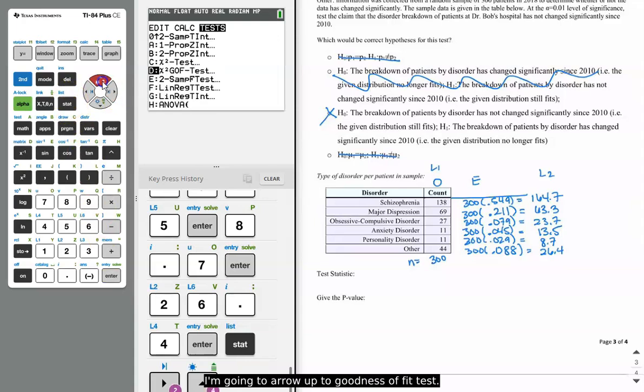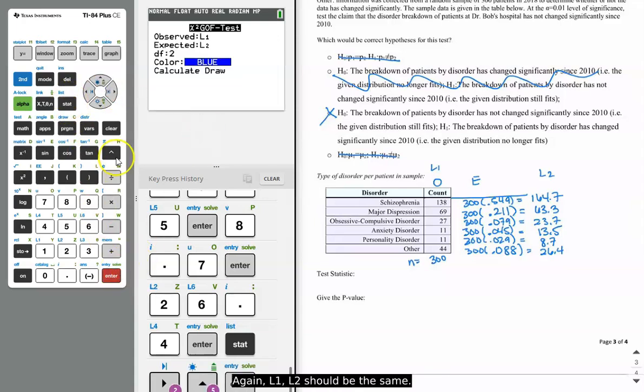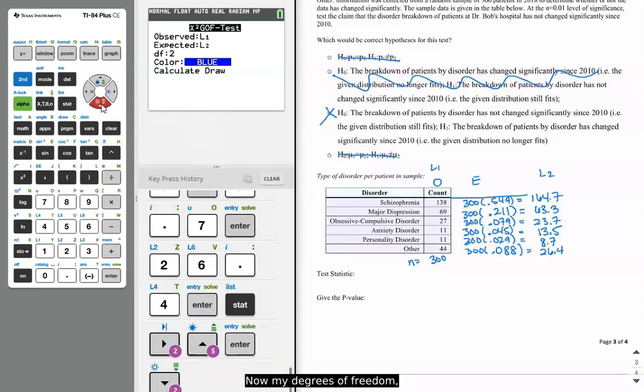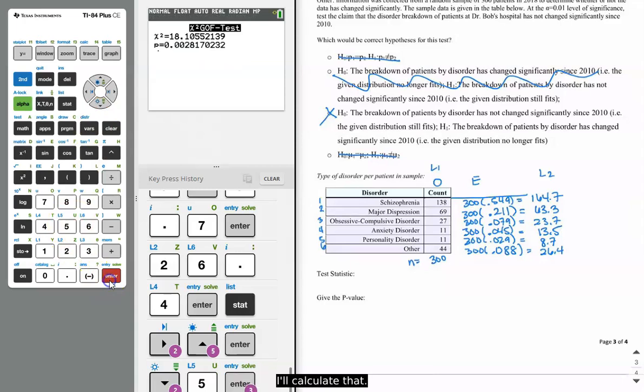I'm going to arrow up to goodness of fit test. Again, L1, L2 should be the same. Now my degrees of freedom, remember, are the number of categories minus 1. So I have 1, 2, 3, 4, 5, 6 categories. So 6 minus 1, I should have degrees of freedom of 5. And I'll calculate that. So my test statistic, chi-squared, is 18.106. My p-value, 0.0028, right?